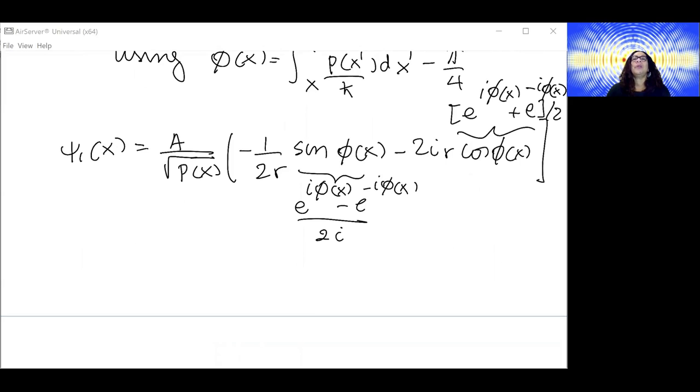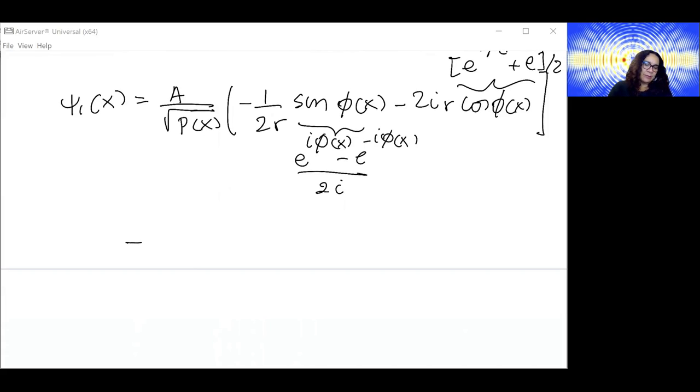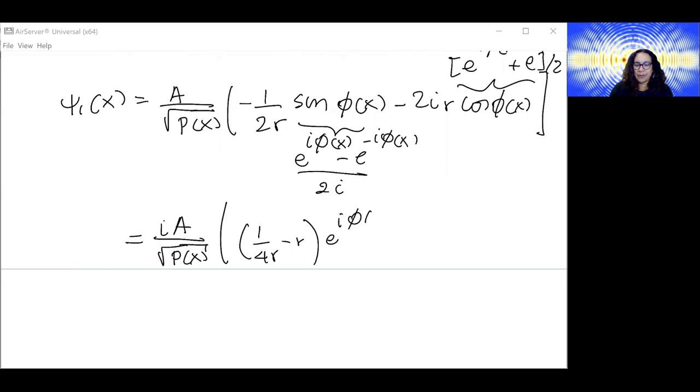Okay, so bringing these together and grouping this in terms of exponentials, we have then that this is going to be iA over square root of p(x), times (1 over 4R minus R) e^{i phi(x)} minus (1 over 4R plus R) e^{-i phi(x)}.